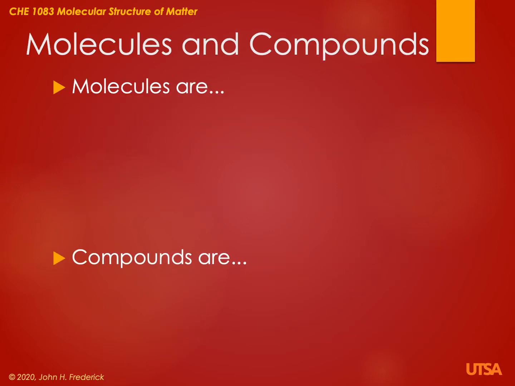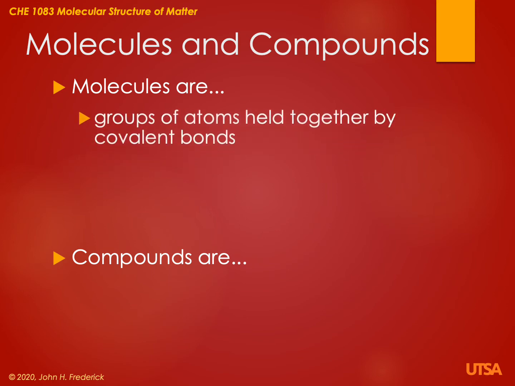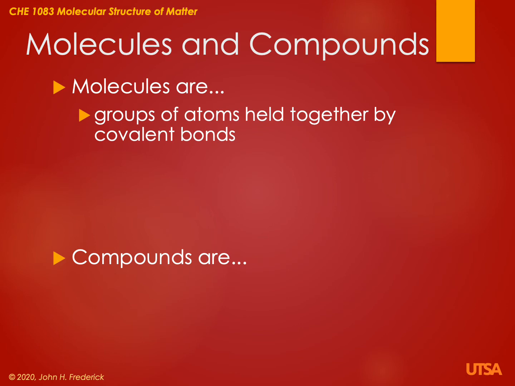So let's make a distinction. This is going to be an important distinction because it's often confused by people who are coming new to chemistry, and that is the difference between molecules and compounds. Molecules are groups of atoms held together by covalent bonds. They have to be covalently bonded in order to be a molecule. They tend to be standalone entities. In other words, you can have a single molecule and it's perfectly stable in outer space.